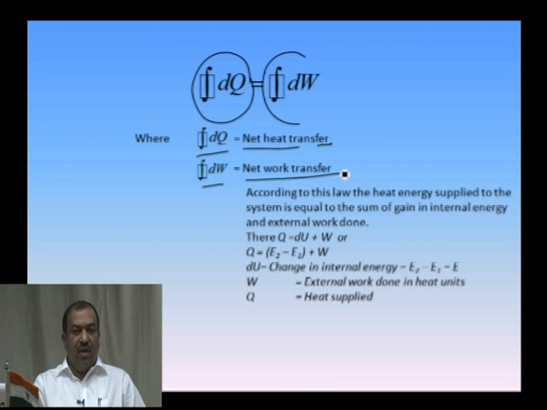According to this law, the heat energy supplied to the system is equal to the sum of gain in internal energy and external work done. Therefore, heat transferred is equal to the sum of change in energy and work done. So, change in energy is nothing but E2 minus E1. E1 is initial internal energy, E2 is final internal energy, E2 minus E1 is the net change in internal energy. So, dU stands for change in internal energy, W stands for external work done on the system, Q is the total heat supplied during the process.